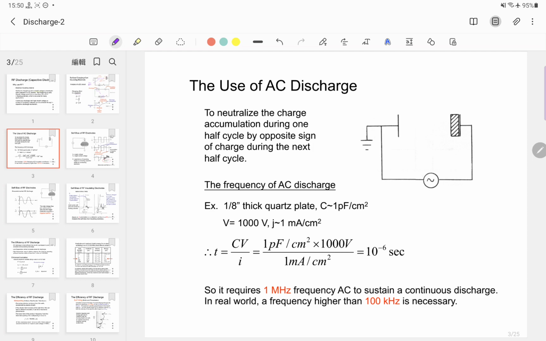So in Chapman's book, he gave us an example. If the insulating material placed on the surface of the electrode is a piece of quartz, and the thickness of the quartz is 1/8 inch.